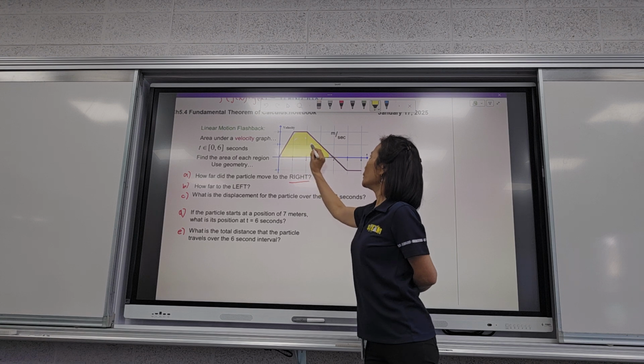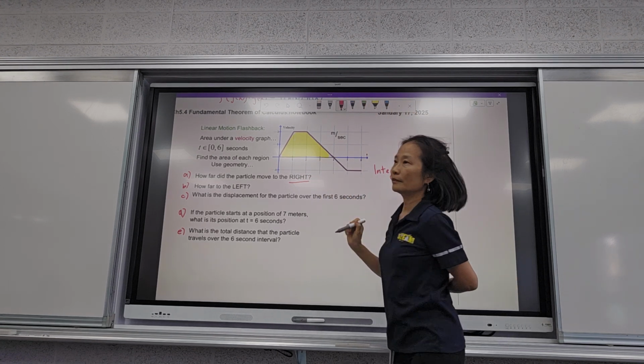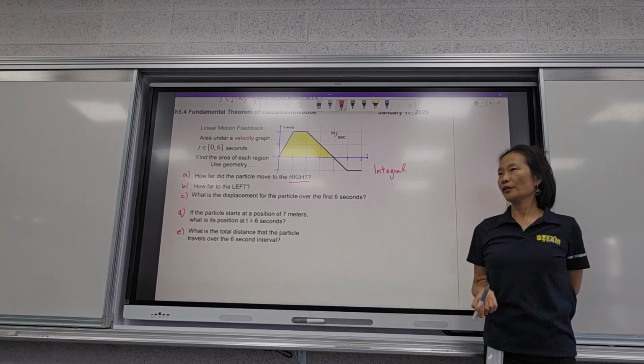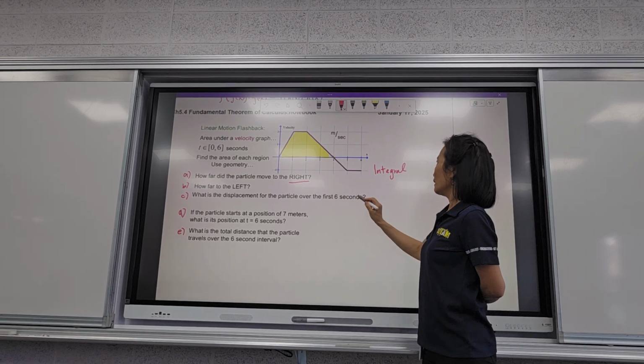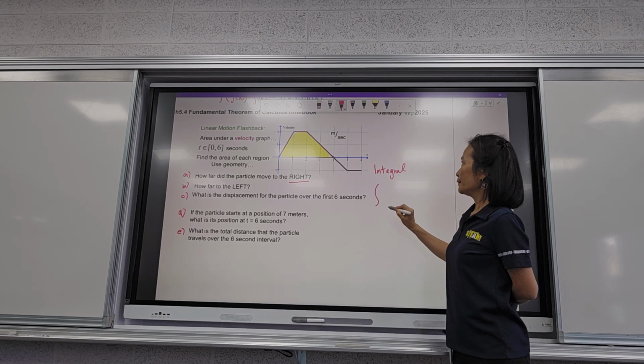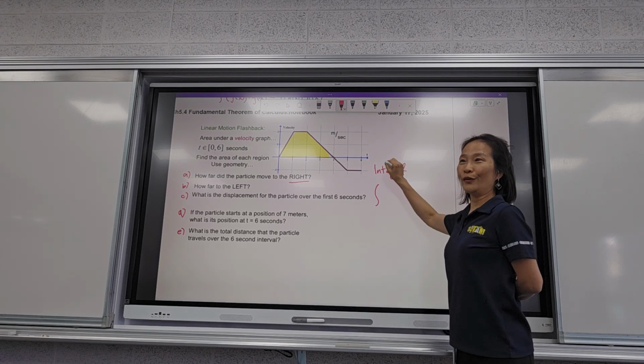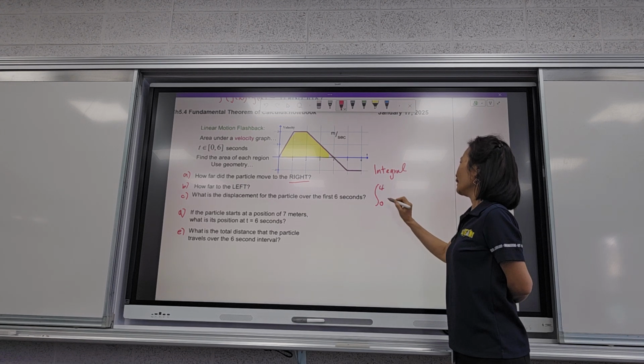How much does the particle move to the right? So Martin, for that, what do I need to write? Integral from 0 to 4 of v of t dt.